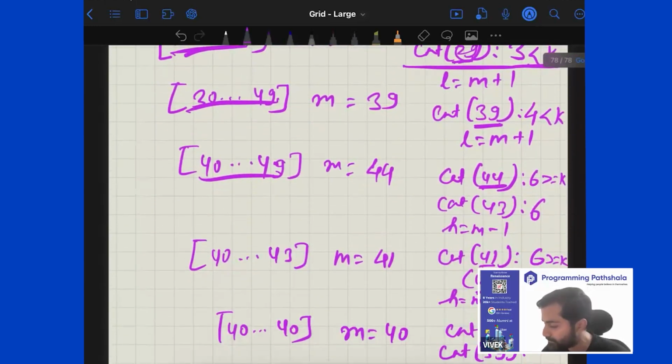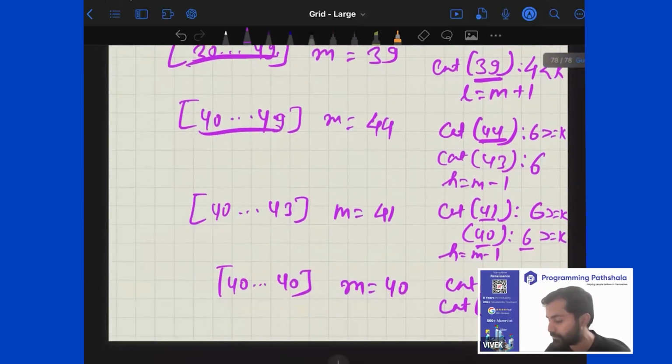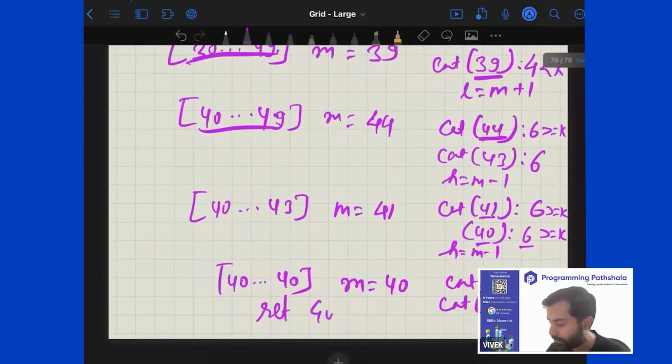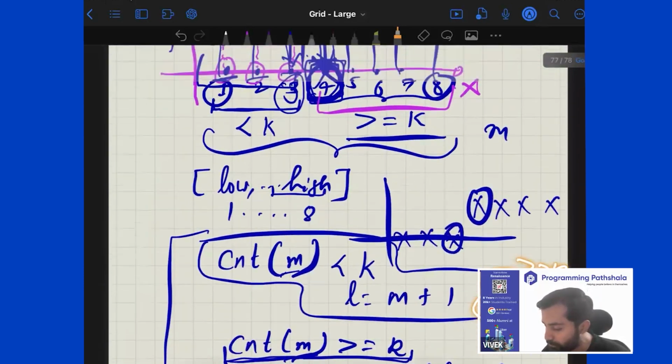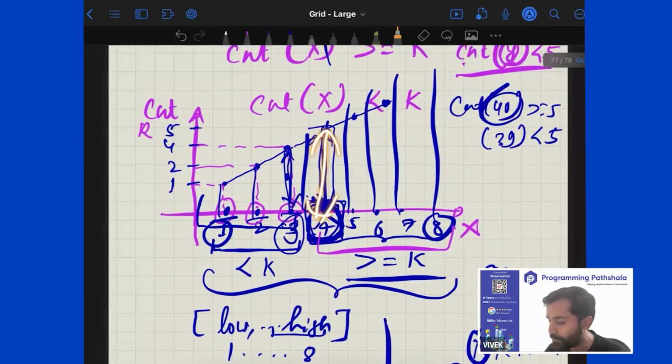Whenever it happens that the count of mid is greater than or equal to k, but the count of mid minus 1 is smaller than k, that mid itself is our answer. So we can immediately return 40 over here, and that is what our answer is. You relate? Count of mid is greater than or equal to k, but count of mid minus 1 is smaller than k. That is the transition point, and that is the answer. Just look here. Count of 4 was greater than or equal to 5, and count of 3 was smaller than 5.